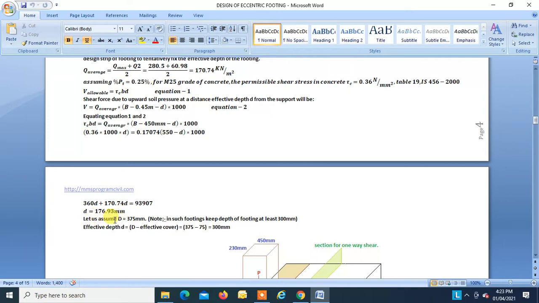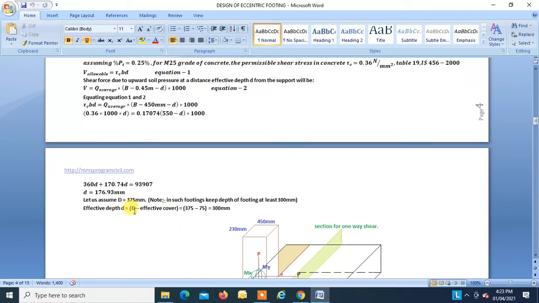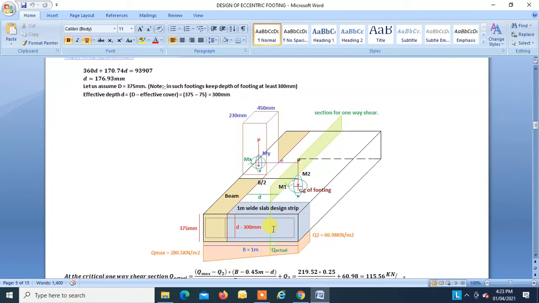Okay, so let us assume D is equal to 375 mm. Note that in such footings, at least keep the minimum depth equal to 300 mm. So effective depth d is equal to D minus effective cover, that is 375 minus 75 mm, equal to 300 mm. So we are assuming the total overall depth of this cantilever slab is 375 mm, and the effective depth is 300 mm. This is how we arrive at a value of effective depth for the cantilever slab.